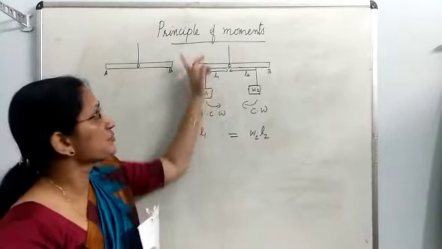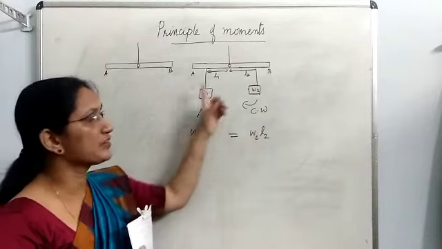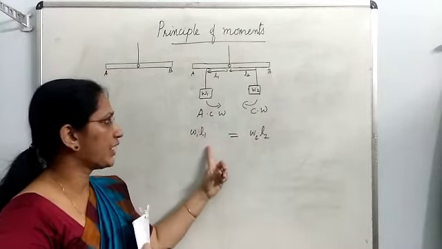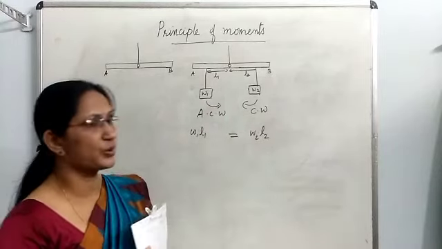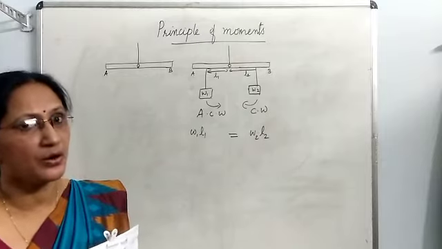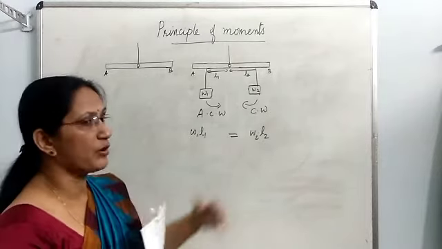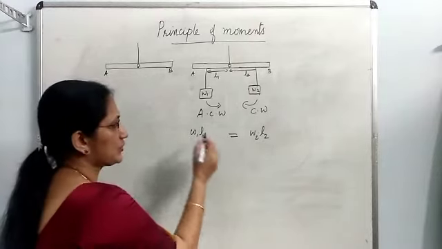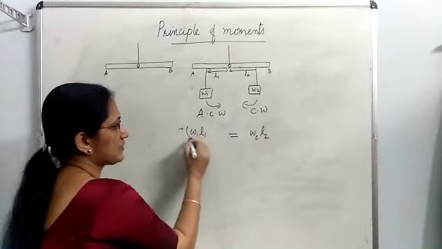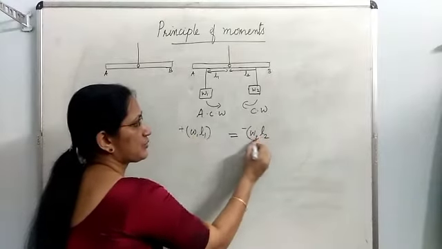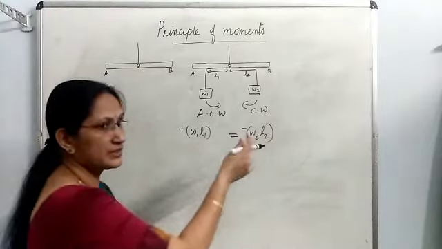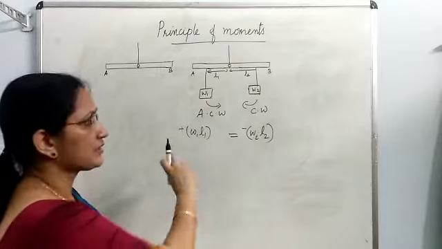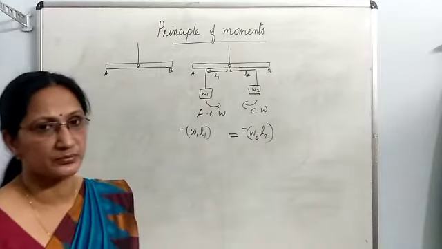So the principle of moments says that a body remains in equilibrium if the anti-clockwise moment and clockwise moment are equal. Or you can say when you take the sum of it, it will become 0, because anti-clockwise moment is given a positive sign, clockwise moment is given a negative sign. When you take the vector sum or algebraic sum, the total moment is 0.